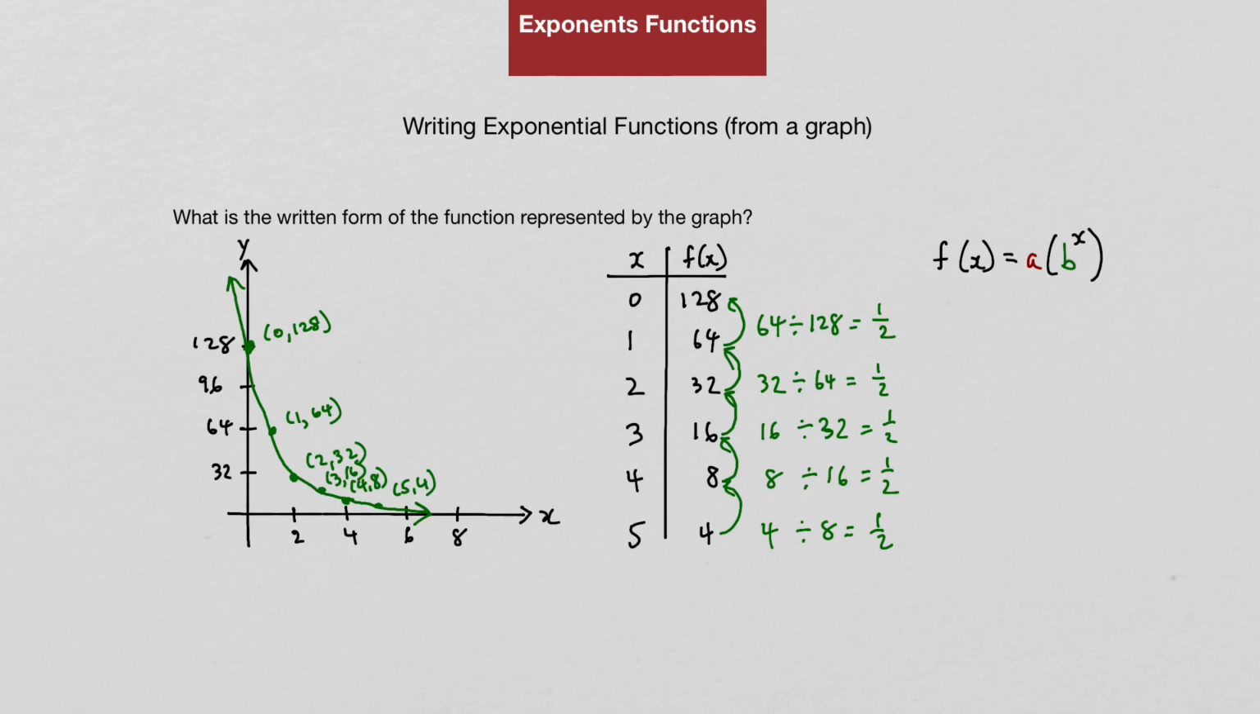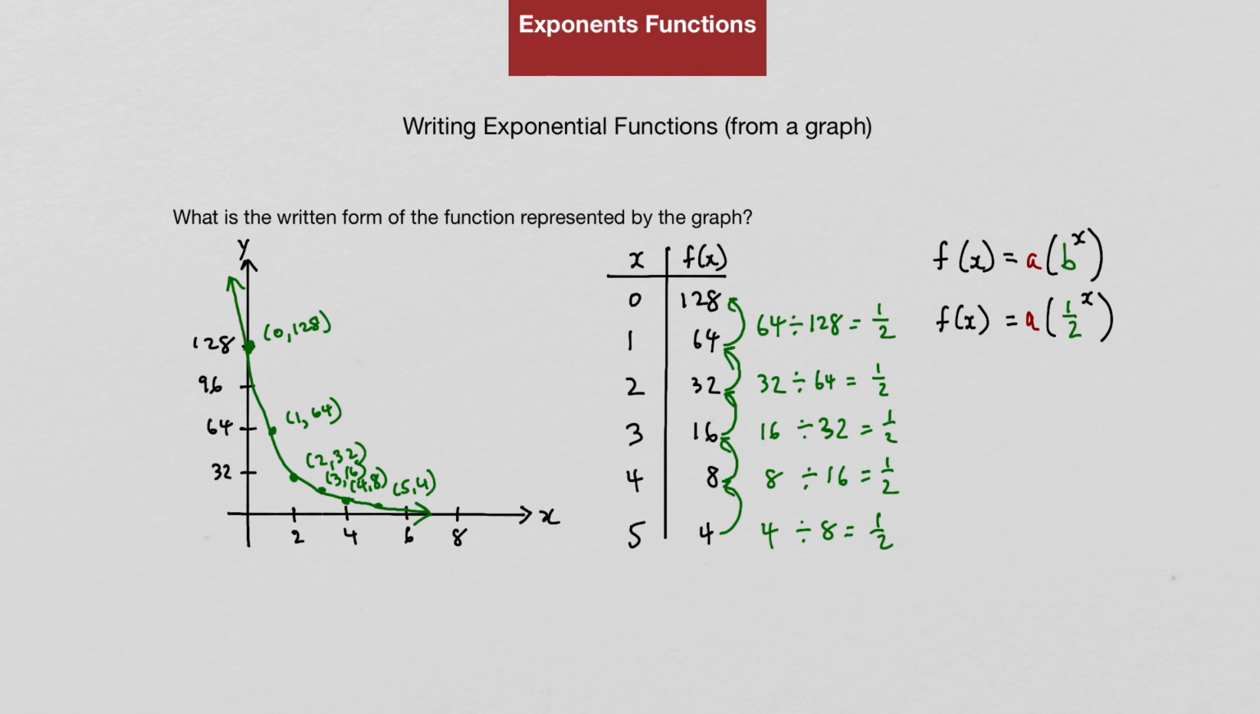Okay, so let's go ahead and write the function. We know this is going to be f of x is equal to some number a, we haven't figured that out yet, times b, which we know to be 1/2, and it's going to be raised to the x power. Okay, so we are halfway there.